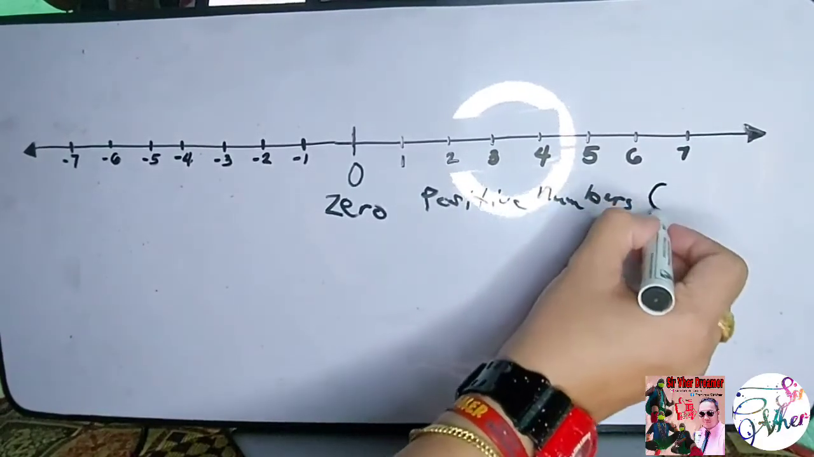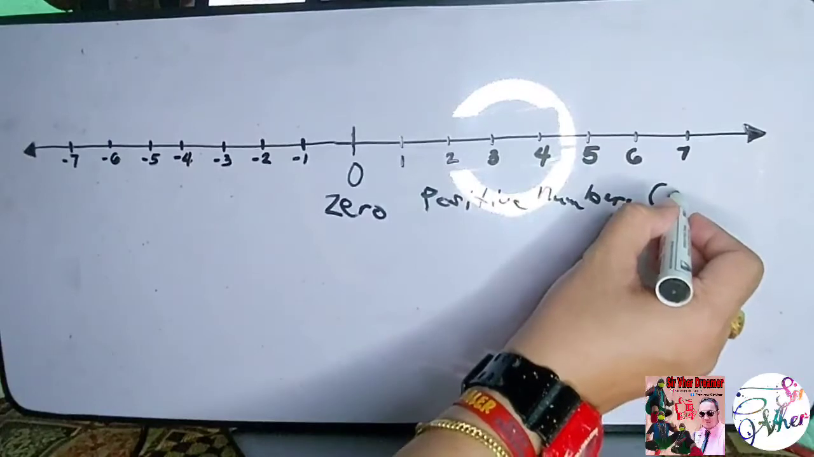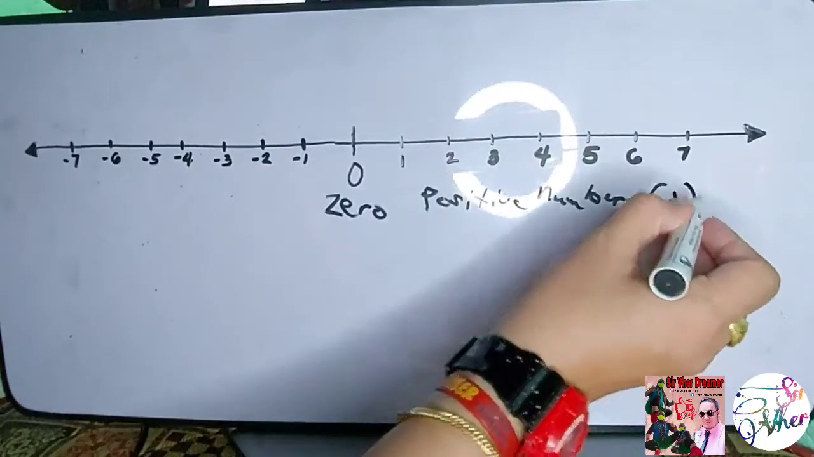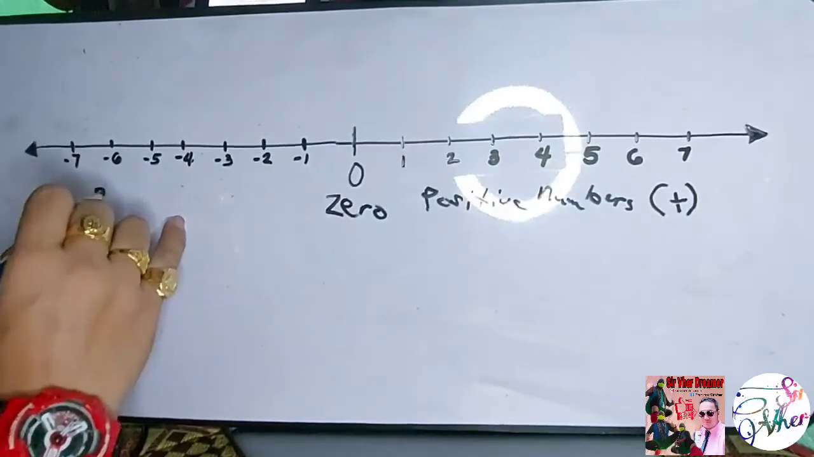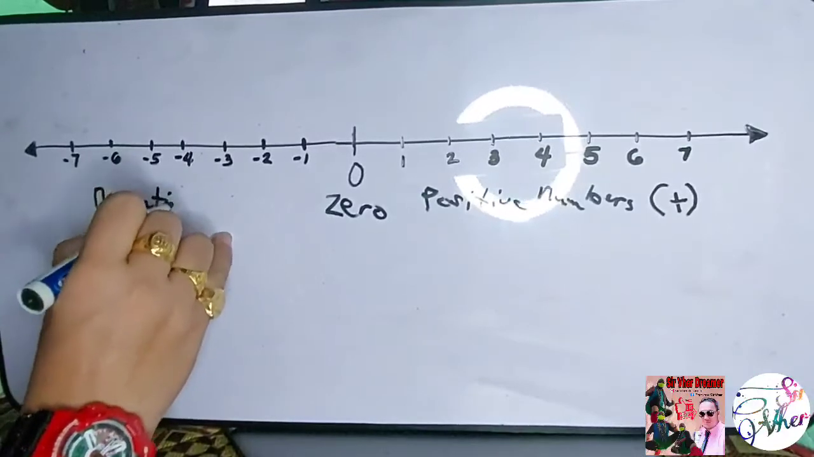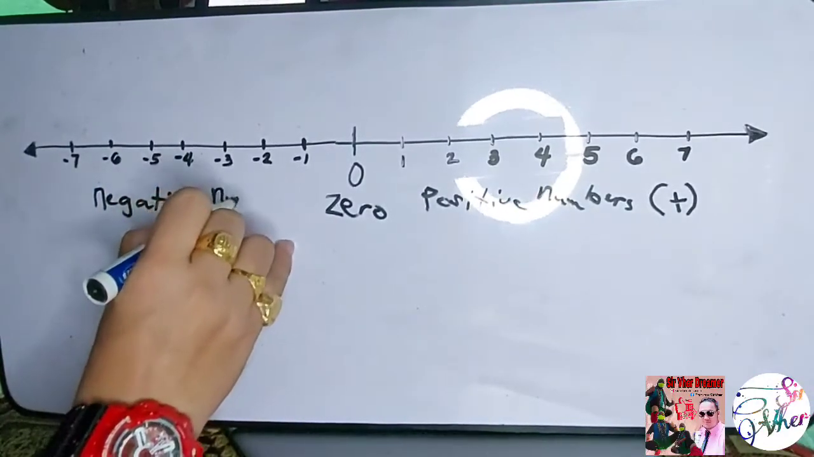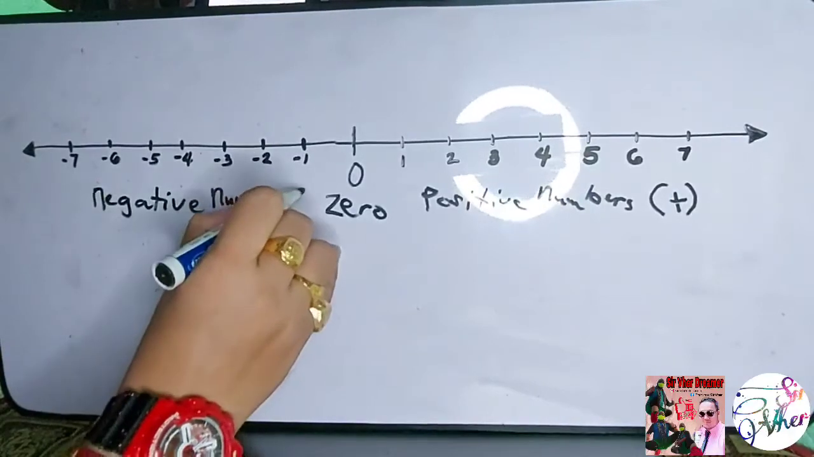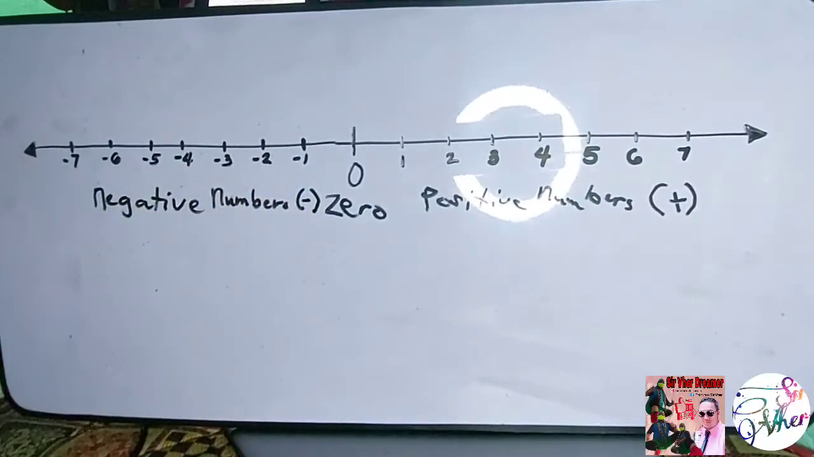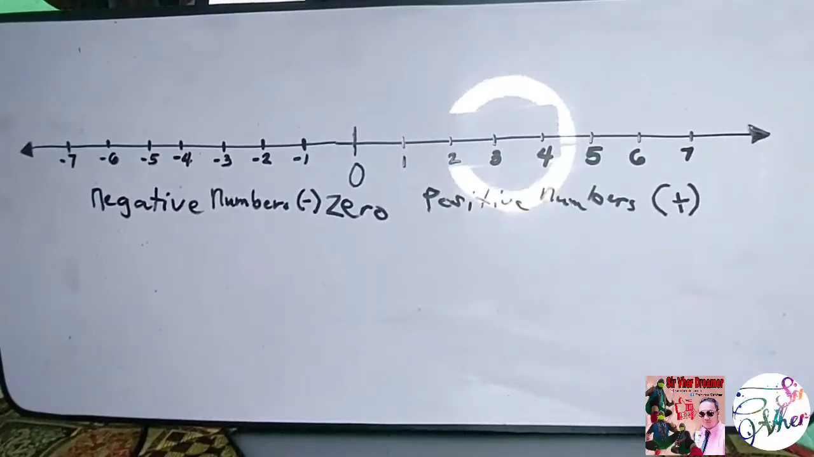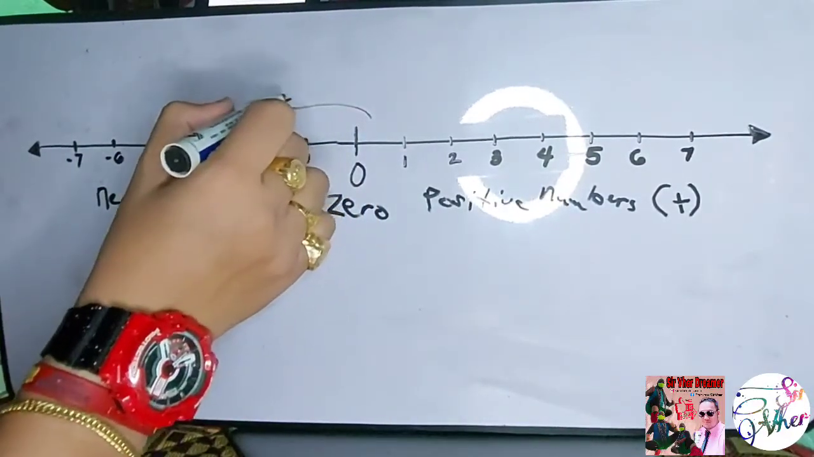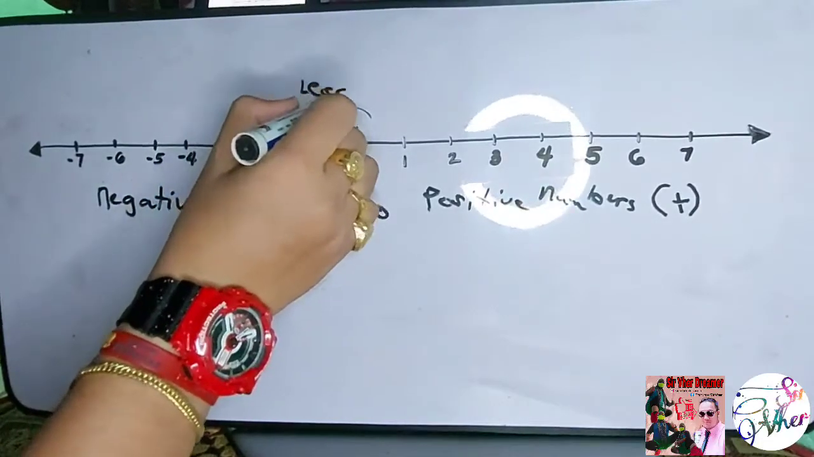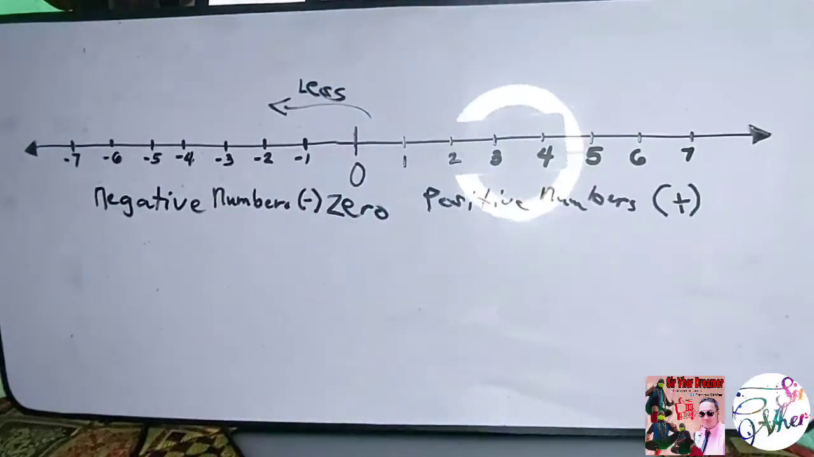Positive numbers, the sign is understood; even if there is no sign, it is understood that the sign is positive. On the left side, this is what we call negative numbers. The sign for negative numbers looks like that, negative. So that is positive, 0, negative numbers. We can call this as less. When we say less, it means decreasing, going down.